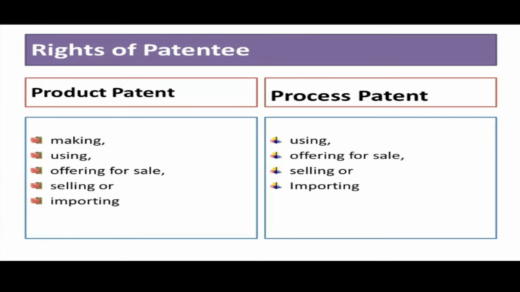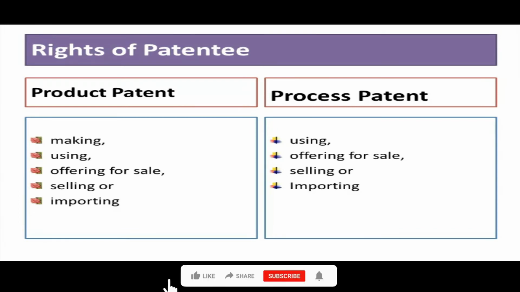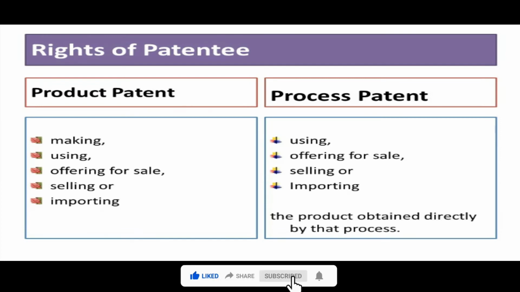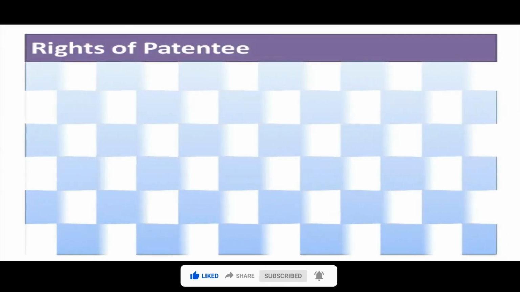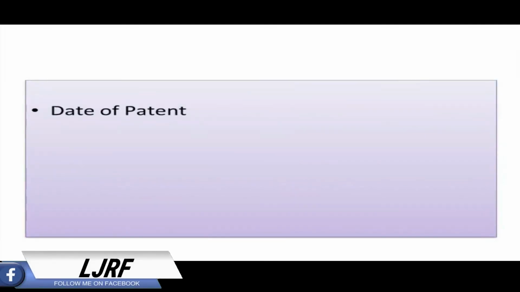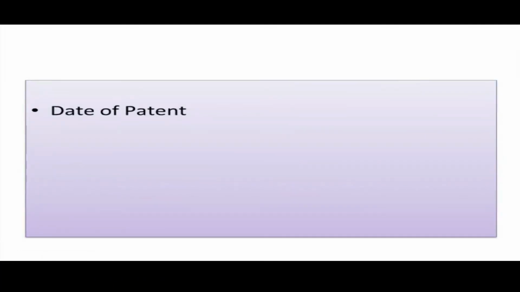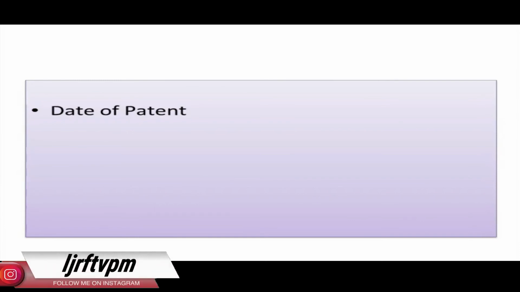So these are the two sets of bundles of rights available to a patentee, depending on the nature of the patent that is granted to the patent holder, and the product obtained directly by that process. So, rights of the patentee, we already had a look at that, and now the date of patent. Now, the date of patent is also something to be understood.